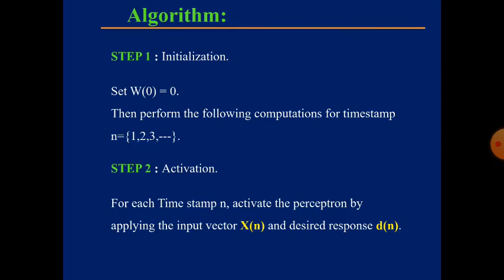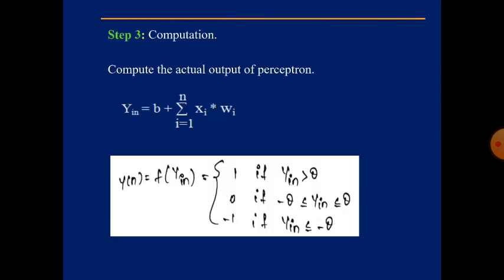Now the second step is activation. At time step n, activate the perceptron by applying input vector xn and desired response dn, where xn is the input vector, dn is the desired response, meaning expected output. So we have to activate xn, dn.